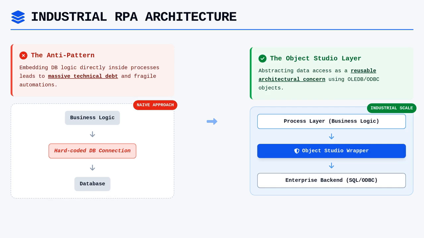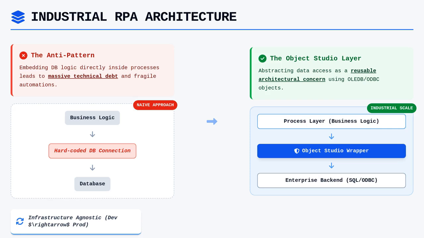By utilizing the OLEDB or ODBC data connection objects provided by Blue Prism, we can establish a consistent interface for executing SQL queries or calling stored procedures. This abstraction allows us to swap underlying infrastructure, such as moving from a development SQL instance to a production environment, by simply updating the configuration parameters rather than rewriting the automation logic.